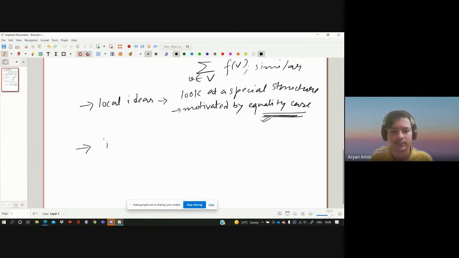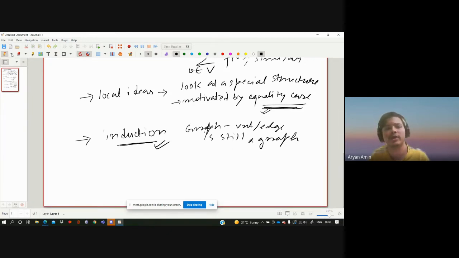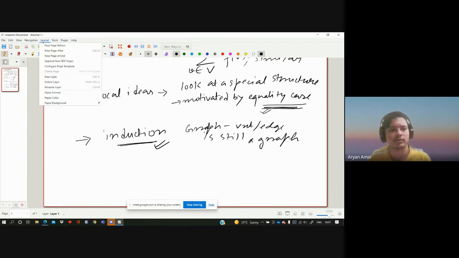Another thing, finally, is induction. Induction really works well with graph theory in general, because a graph minus a vertex or an edge is still a graph. So these are just some basic ideas that you might have to keep in mind, and these are going to be recurring themes in the proofs I'm going to present, and even in the problems after.